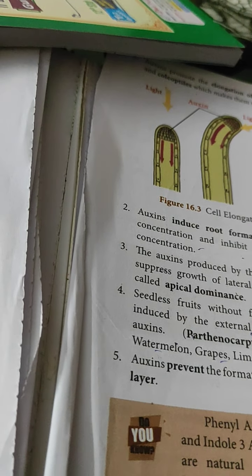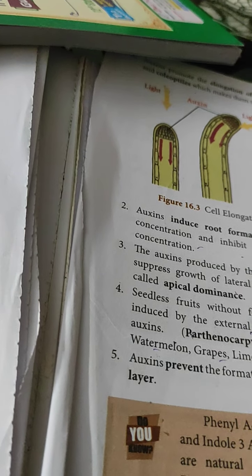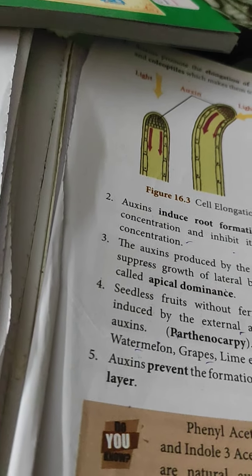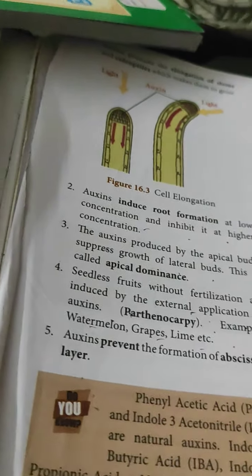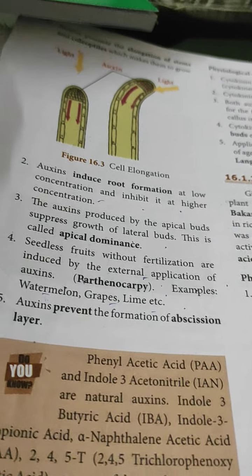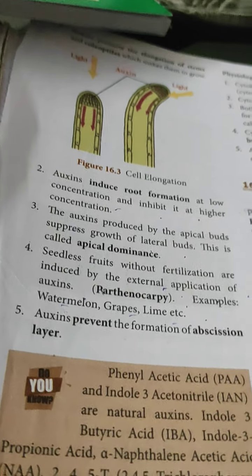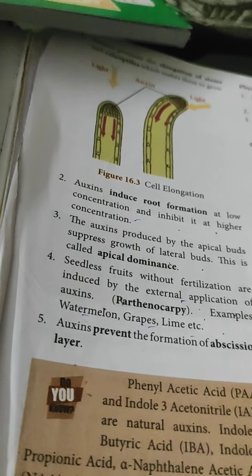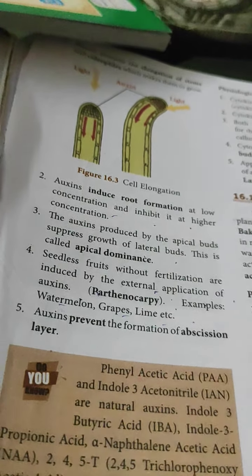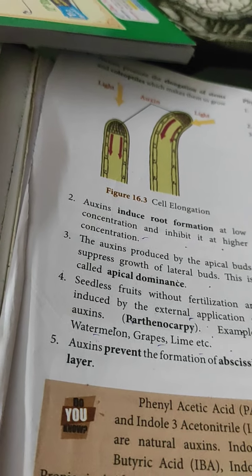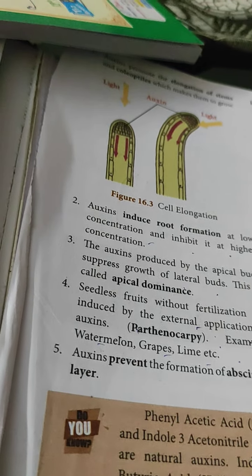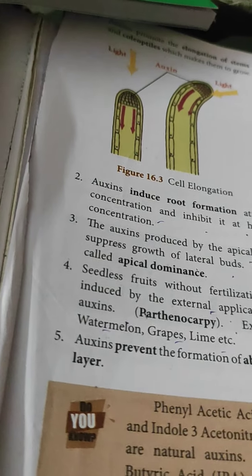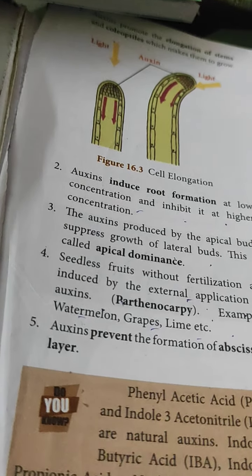At the base of the leaf, where it is attached to the stem, a particular layer forms, which is called the abscission layer. But auxin will not allow the plant parts to shed off. That's why it is said that auxin prevents the formation of the abscission layer. So no plant parts will be shedding off. That is another function of auxin.